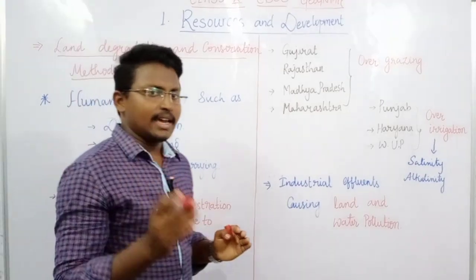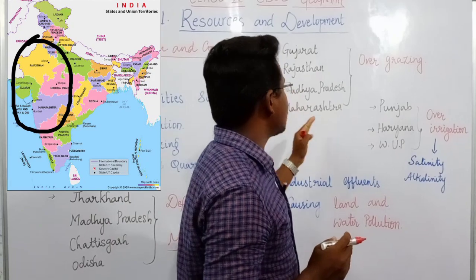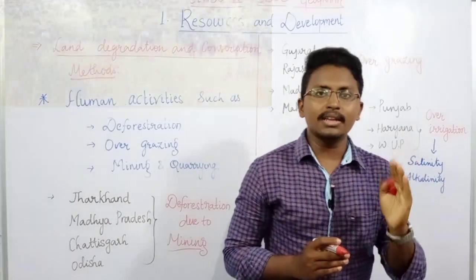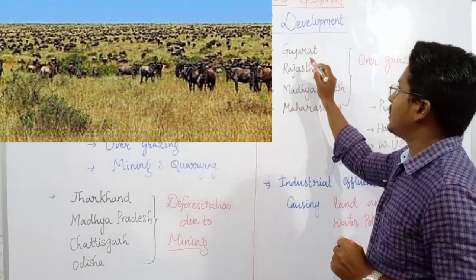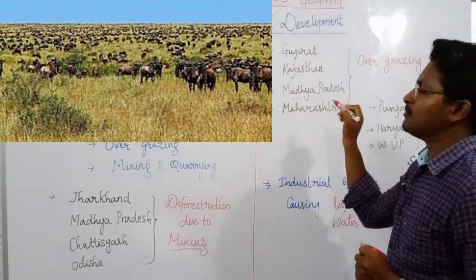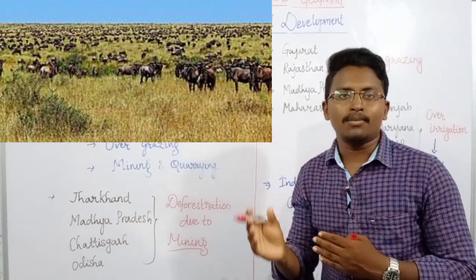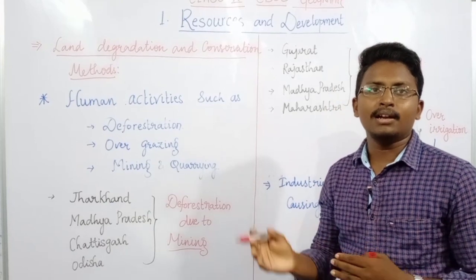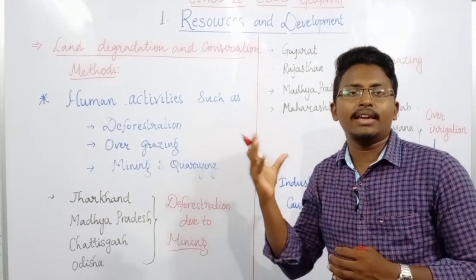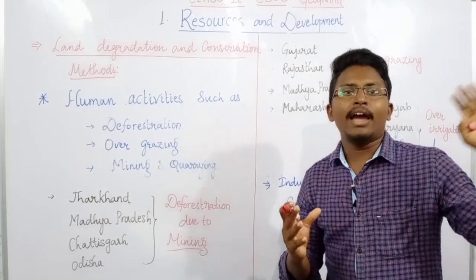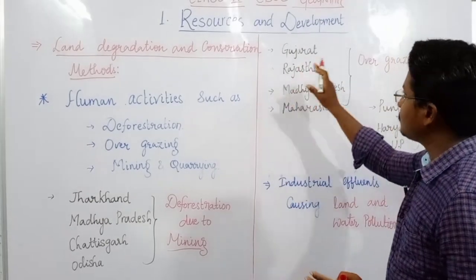Then if we take states like Gujarat, Rajasthan, Madhya Pradesh and Maharashtra, here the land is being degraded due to overgrazing of animals. The people here graze their animals more and more. Because of this, the grass and trees which can control soil erosion or land degradation are being eaten by animals, more and more. Because of that, here also the land is being degraded.